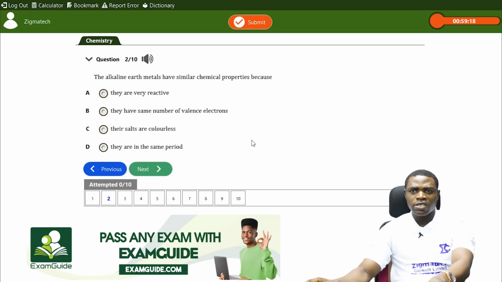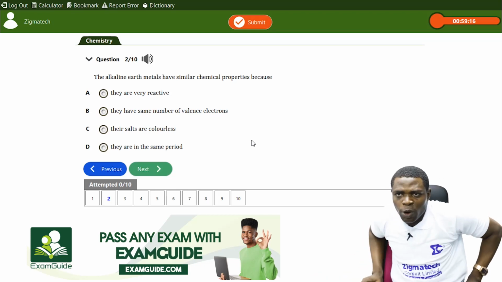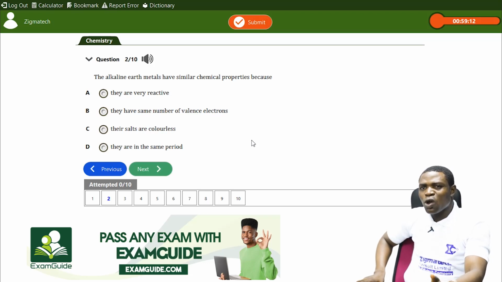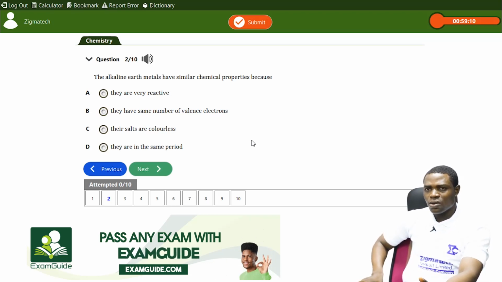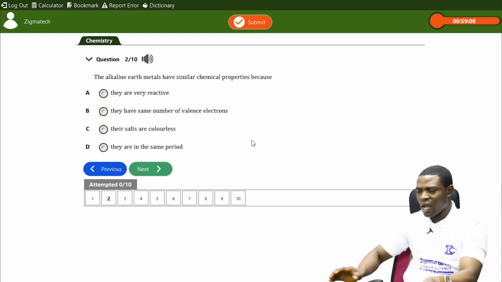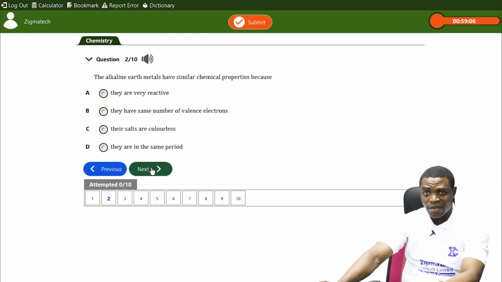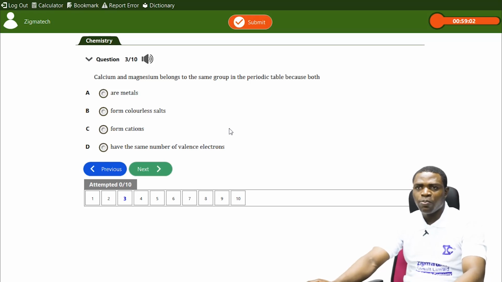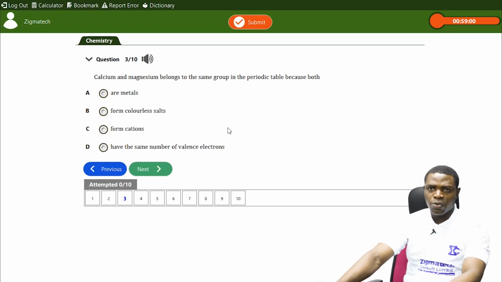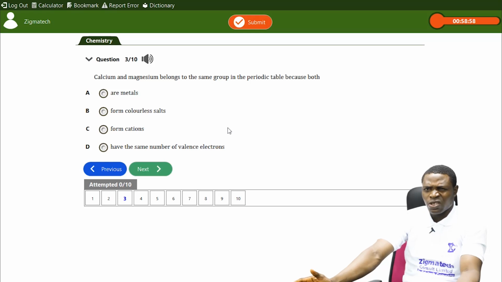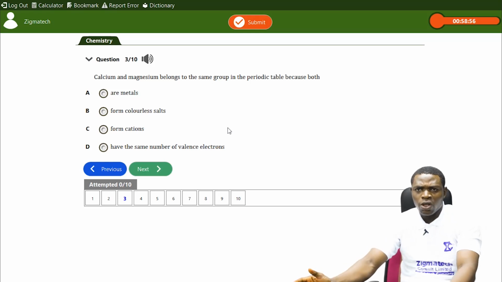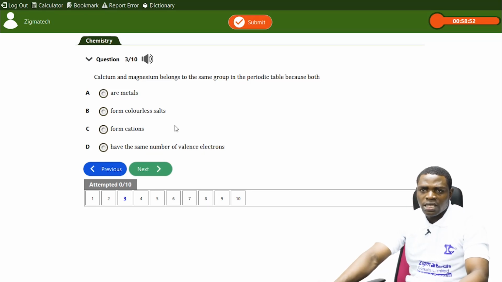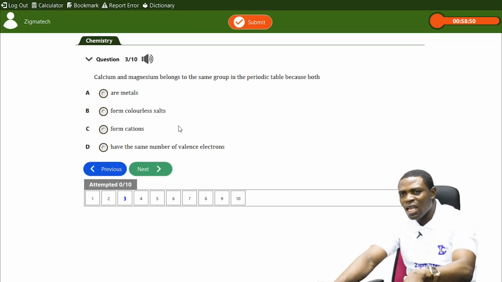Number 2, the alkaline earth metals have similar chemical properties because, I told you this, they have the same number of valence electrons, especially down the group. I've explained this extensively. Now, question 3, calcium and magnesium belong to the same group in the periodic table because A, both are metals. No, not because they are just metals. B, they form colorless salt. No. C, they form cation. And D, they have the same number of valence electrons.